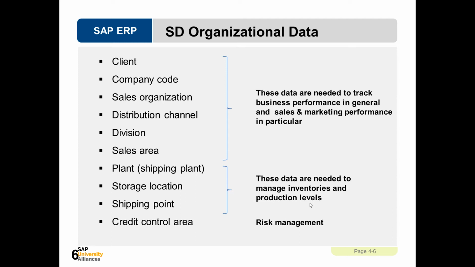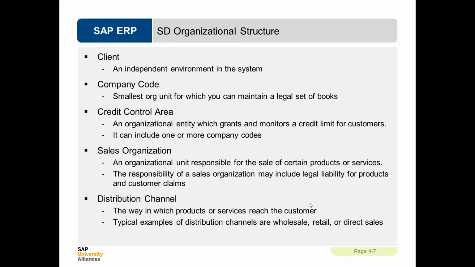Now, the easiest way to understand what the organizational data is and how it's used is to look at it in terms of what information we're trying to capture. So, for example, all SAP transactions take place in a company code that is assigned to a client. So you will see this organizational structure for every single transaction, client and company code. But beyond that, we might look, for example, at fulfillment and the sales organization and the distribution channel.